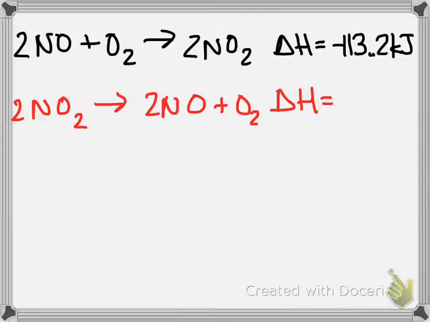If we flip the reaction around, so instead of nitrogen monoxide and oxygen gas being our reactants, they're now our products. Well then, instead of 113.2 kilojoules being released, that energy would be absorbed. So we just change the sign.